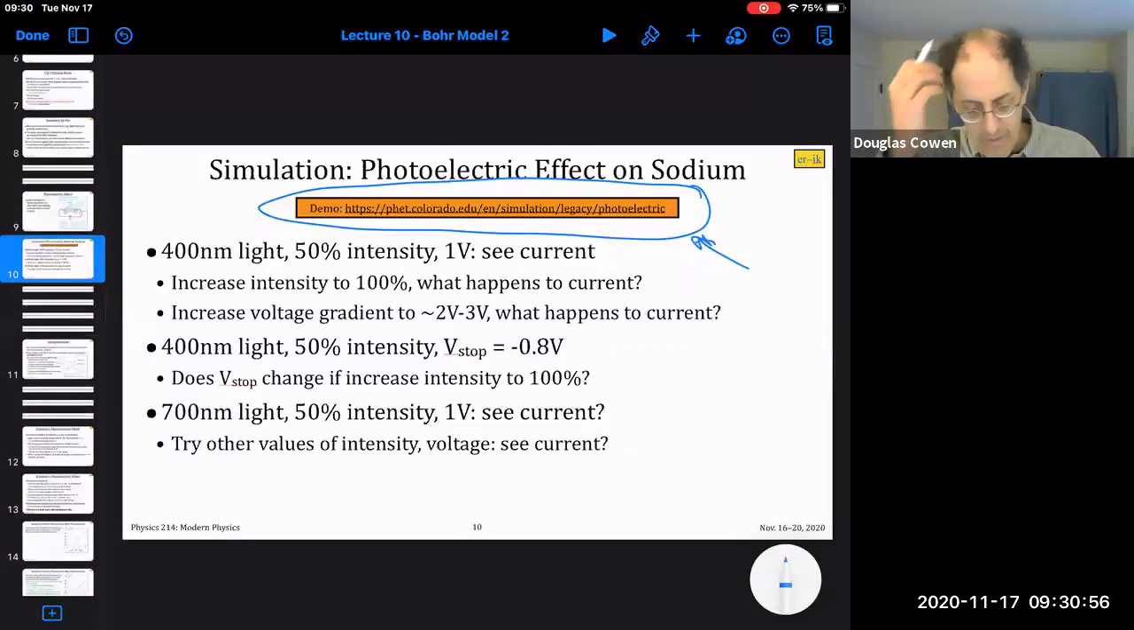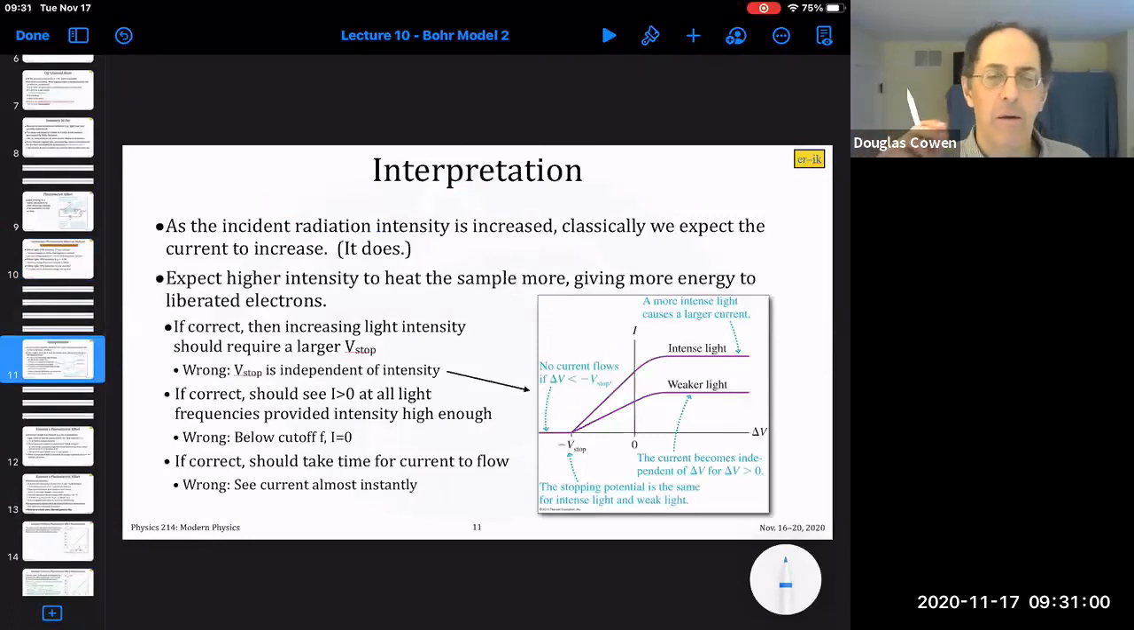Okay, so what does this all mean? The interpretation was as follows. First, as the incident radiation intensity increased with the ultraviolet anyway, classically what we expected was that the current would increase because we're adding more energy to the cathode by virtue of shining more intense light on it. And so we'd expect more electrons to come out, we expect more current. That was indeed observed. We would also expect the higher intensity to basically heat the sample more, for these waves of light to give more and more energy to electrons. The more intense the light was, the more energy the individual electrons should have, the ones that are liberated.